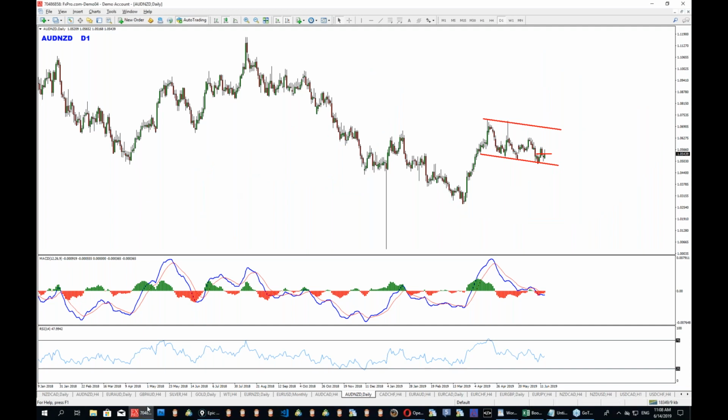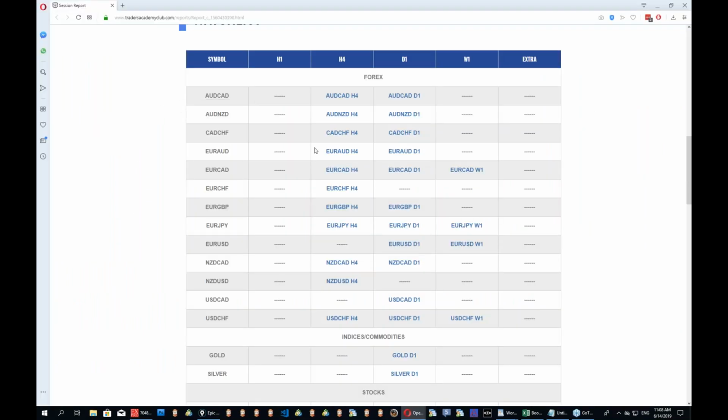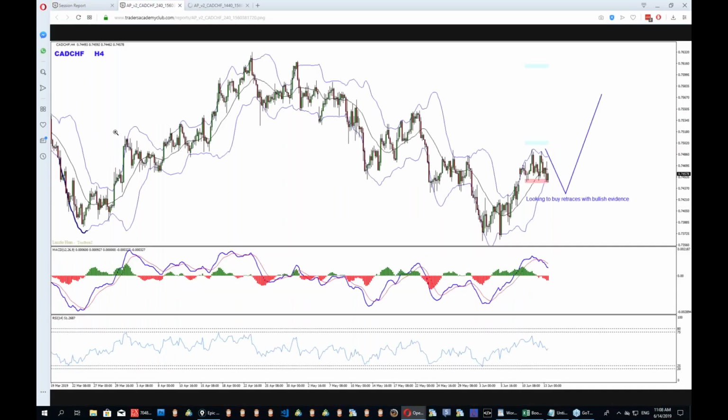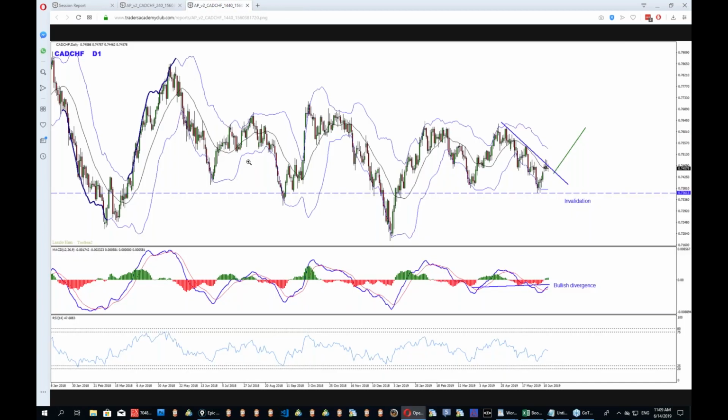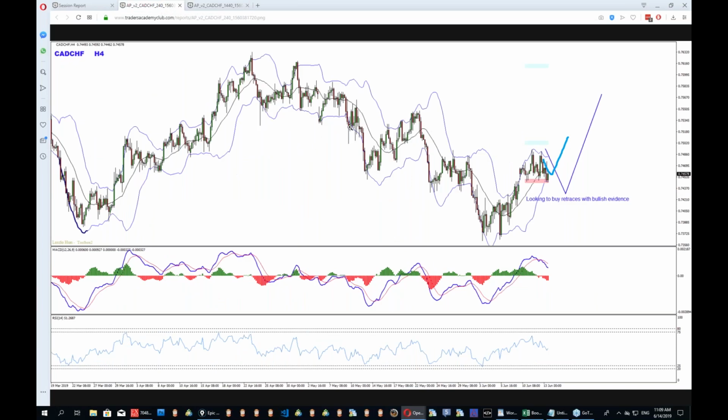So that's about Aussie Kiwi. CAD franc. Now for CAD franc, let me just bring up my notes here so we don't miss anything. For CAD franc, we do have slightly different opinions, me and Vladimir, I mean. He sees this one as a bullish opportunity, basically looking for pullbacks and continuation to the upside.